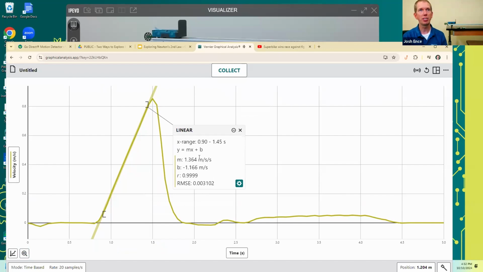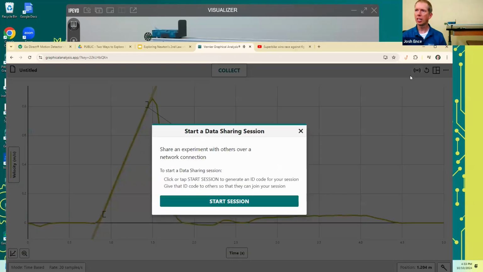Now, if you'd like a copy of this data at home so you can try this out, what I'm going to do is share this data. The way that I do that is I'm going to use this little icon; sometimes the developers call this the TIE fighter. I'm going to click on this, start a data sharing session. I'll hit start session.